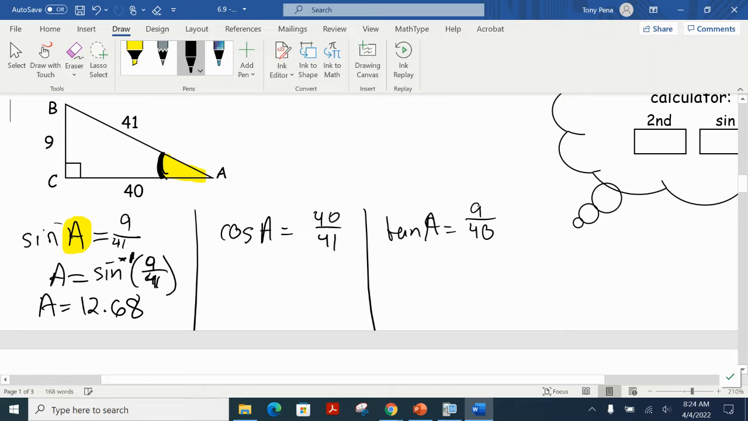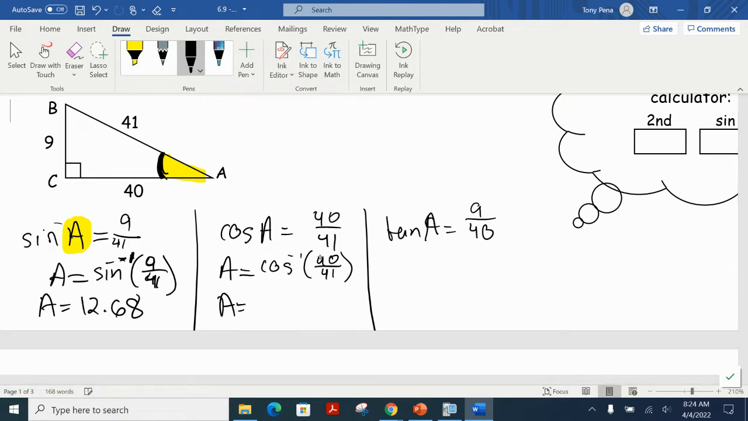Let's see if we understood this now. Let's go to this one, because I've said there are going to be all kinds of options for these. Let's say I ask you to solve this one. We could have done the cosine. Now you're going to do that little inverse cosine. So now do second cosine of 40 over 41. We did sine at first, but we also did the cosine. Is this spitting out the exact same answer? Yeah. So that should also be 12.68.